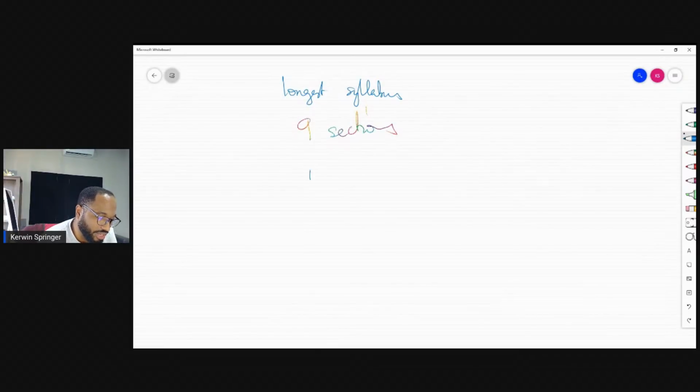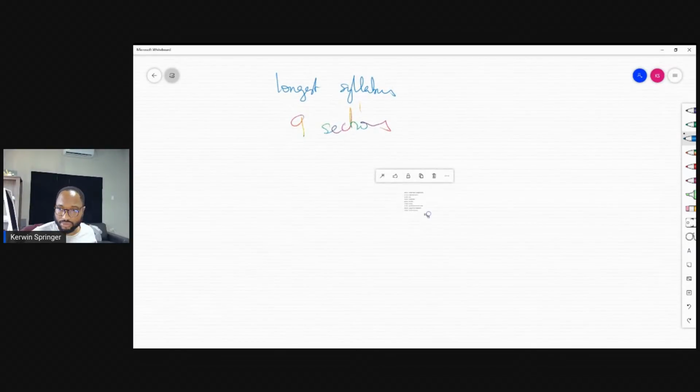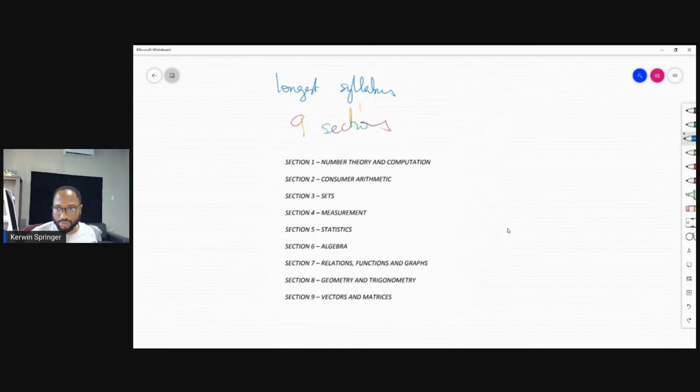So one is number theory and computation. Why write through all of this when I can just snap it and bring it up, right? I just want to show you what you need to do now. These are the 9 sections that come in maths. Number theory and computation is like fractions, bases, how we count decimal places, significant figures, standard notation, approximation, all these kind of things, addition, multiplication, subtraction, division, just basic arithmetic, all of that.